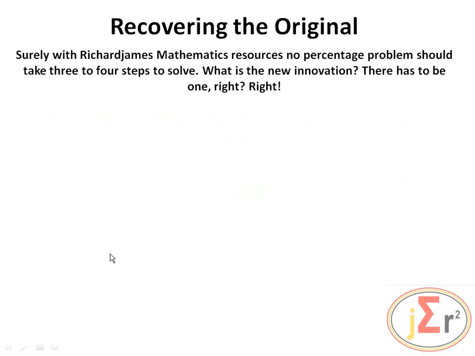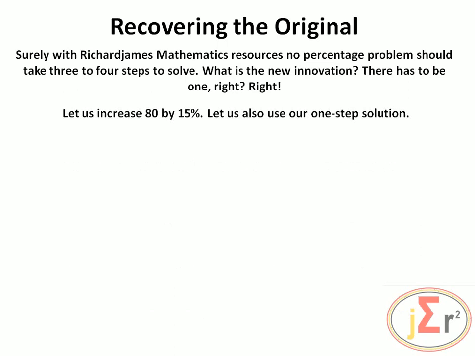Surely, with Richard James' mathematics resources, no percentage problem should take 3 to 4 steps to solve. What is the new innovation? There has to be one, right? Right. Let us increase 80 by 15%. Let us also use one step to solve the problem. So, 80 times 1.15 is equal to 92.